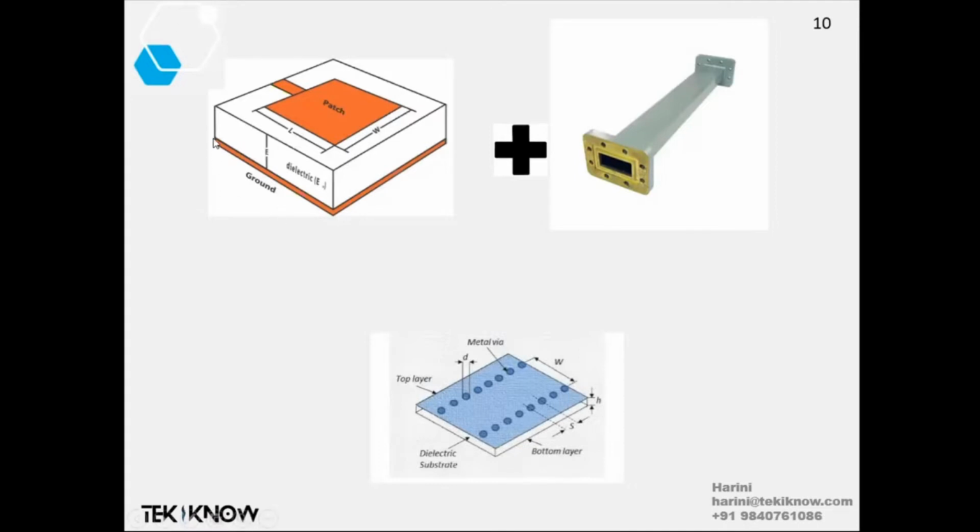It consists of a ground plane. The ground plane is a conductor. You may use copper or aluminium, or otherwise gold also. If you are very well off, you can use gold also, because gold has a high conductivity.